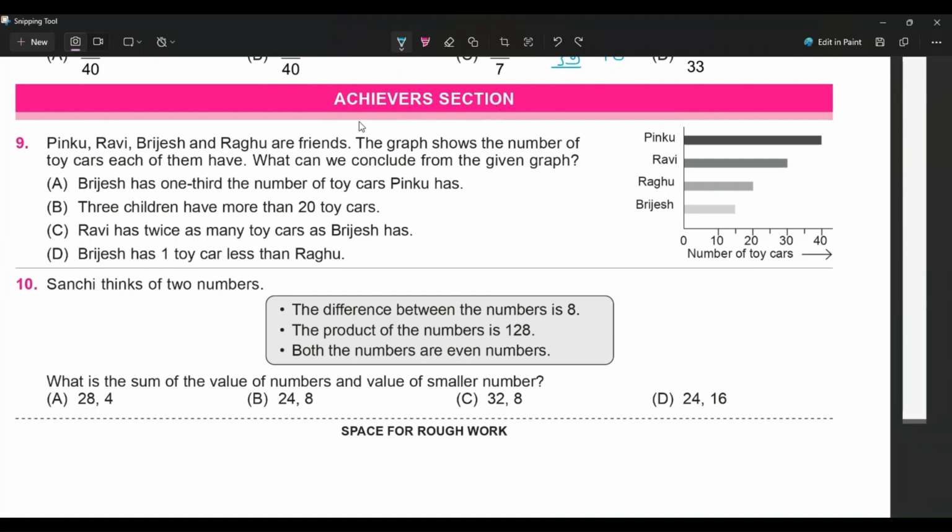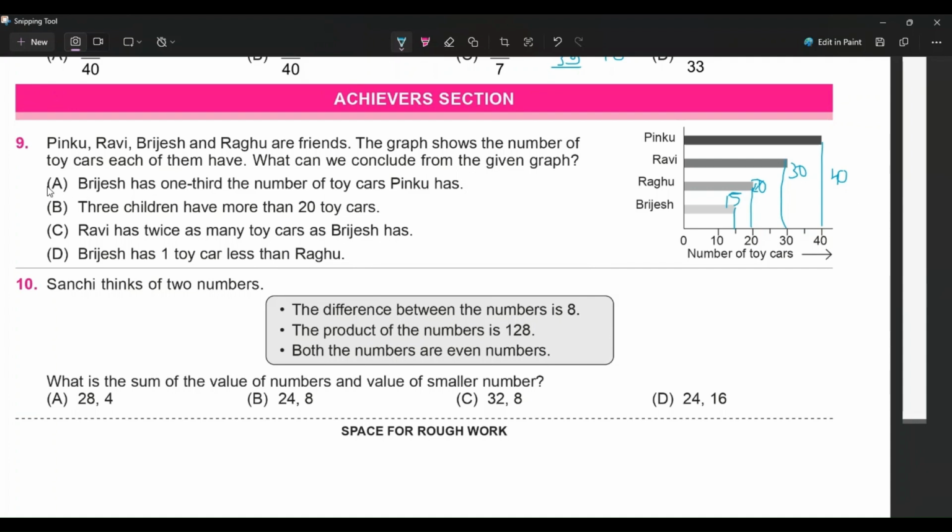Last section, Achievers section. Ninth question. Pinku, Ravi, Brijesh and Raghu are friends. The graph shows the number of toy cars each of them have. What can we conclude from the given graph? How many Brijesh has? 15 cars. How many Raghu has? 20 toy cars. How many Ravi has? Ravi has 30 toy cars. How many Pinku has? 40 toy cars. Right, children?